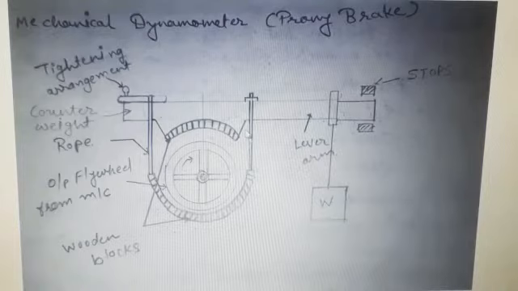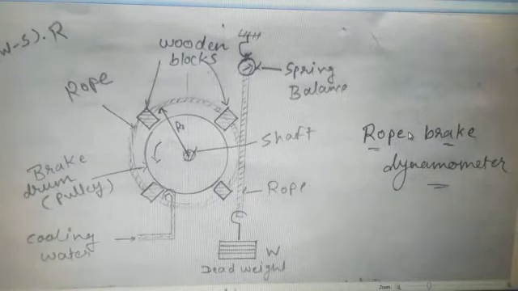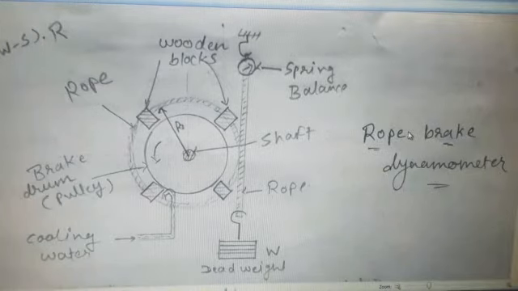Okay, now let's move to the next question. The question is the rope brake dynamometer. Here in this figure, first we start with the construction, and after that the function of this dynamometer. First, this is our shaft. As we know, a dynamometer is a device which is used to measure the power of a rotating shaft or a pulley.